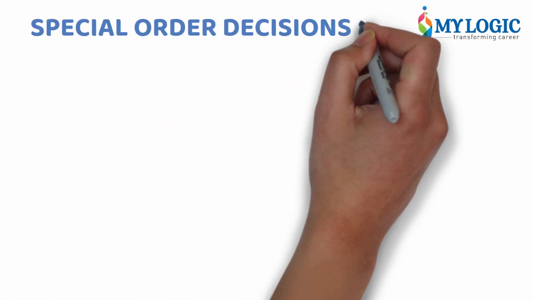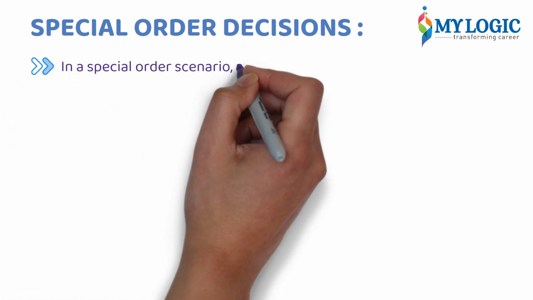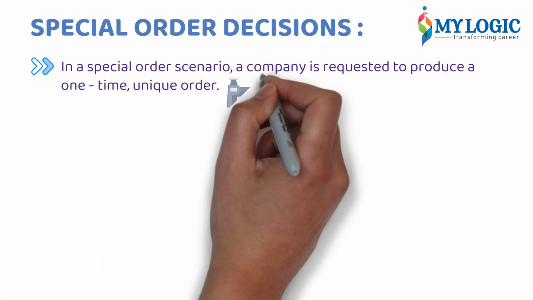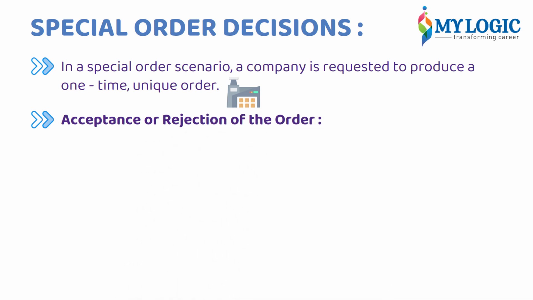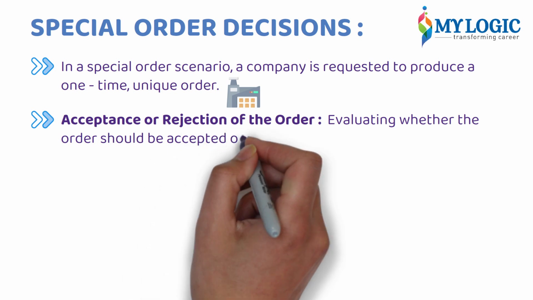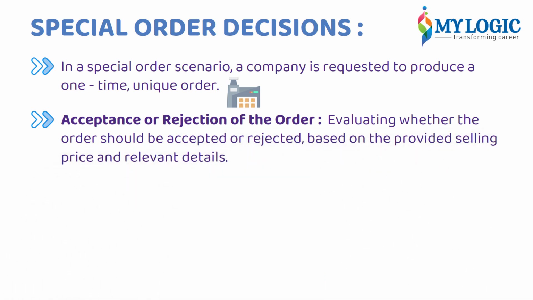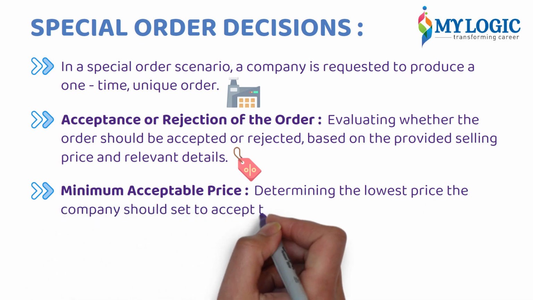Special order decisions. In a special order scenario, a company is requested to produce a one-time, unique order. Acceptance or rejection of the order: evaluating whether the order should be accepted or rejected based on the provided selling price and relevant details. Minimum acceptable price: determining the lowest price the company should set to accept the order.